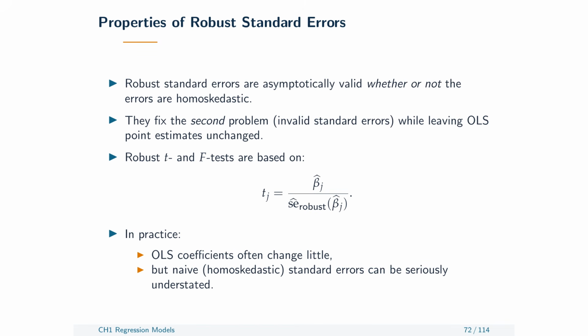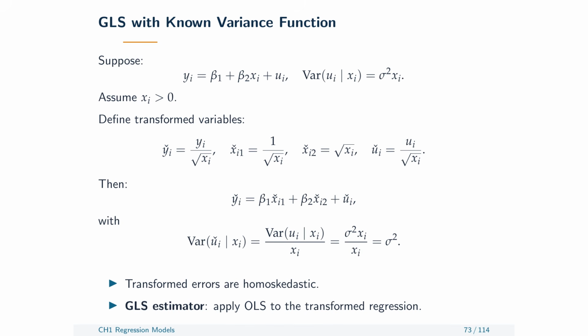Robust standard errors leave fitted values, residuals, and coefficient estimates unchanged. They change the estimated uncertainty around those coefficients. A robust t-statistic divides a coefficient estimate by its robust standard error. This repairs inference asymptotically under general heteroskedasticity, provided the conditional mean and sampling conditions remain appropriate.